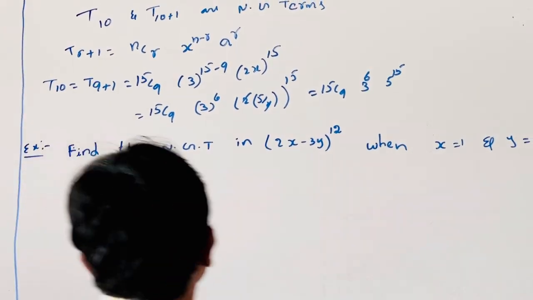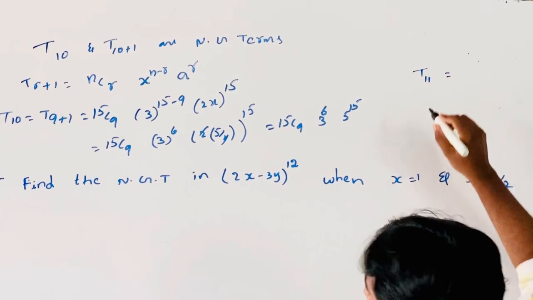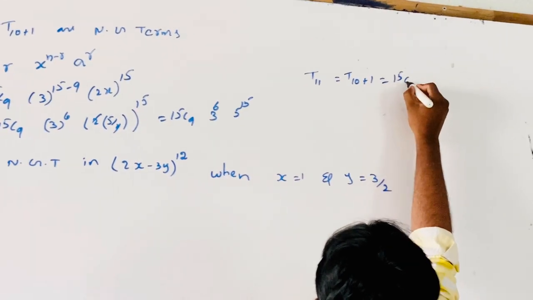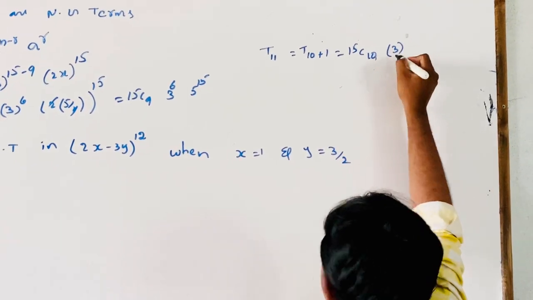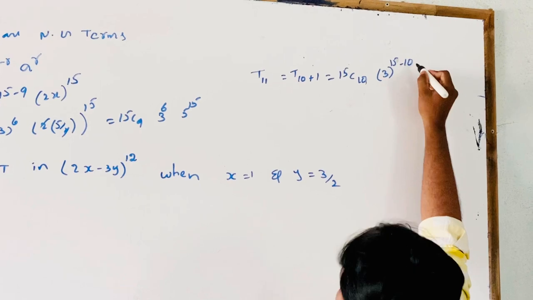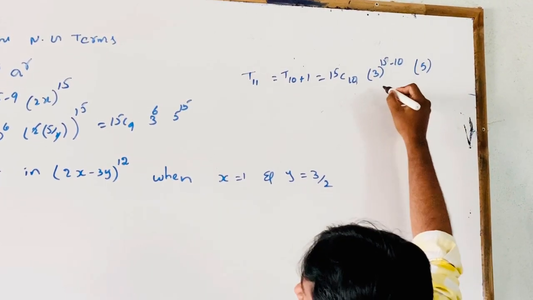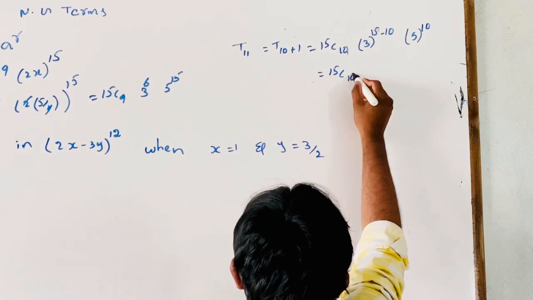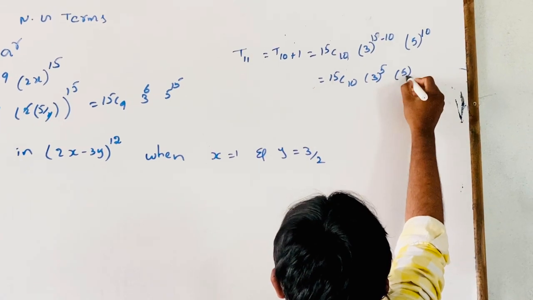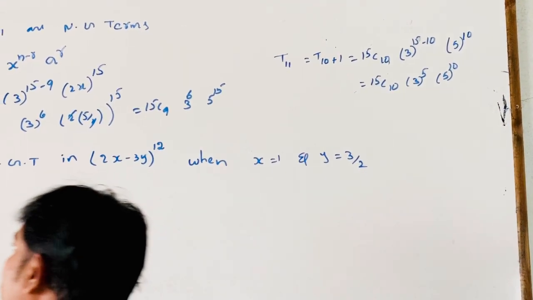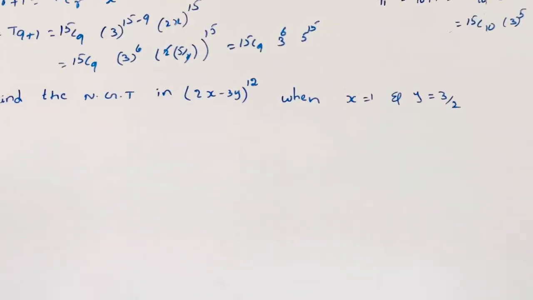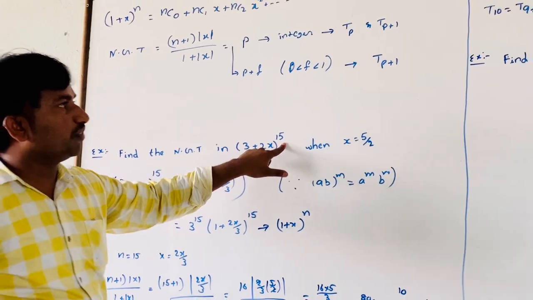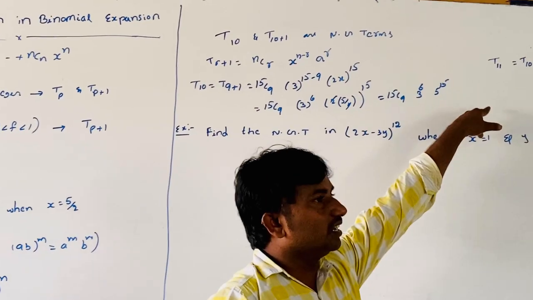Now similarly, T11 is equal to T10 plus 1, that is equal to 15C10, 3 power 15 minus 10, into 5 power 10. Now that is equal to 15C10, 3 power 5 into 5 power 10. The NGT terms in the expansion of (3 + 2x) power 15 are T10 and T11.